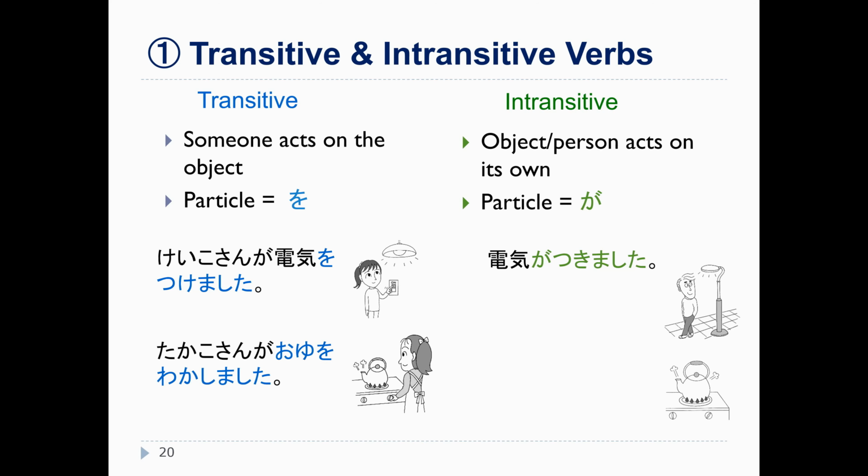Or we might say, 貴子さんがお湯を沸かしました. 貴子さん put the water to boil. So she put it in a kettle, she turned on the switch on the oven or on the stove, and she's waiting for it to boil. Versus お湯が沸きました. This is when the water starts boiling of its own accord. So this is the difference between transitive and intransitive verbs.